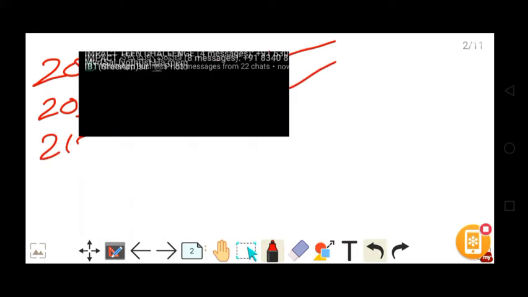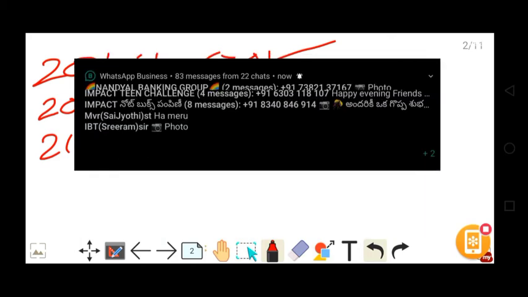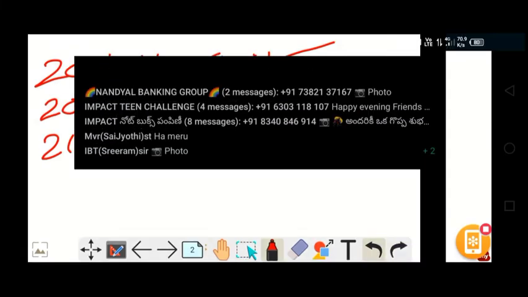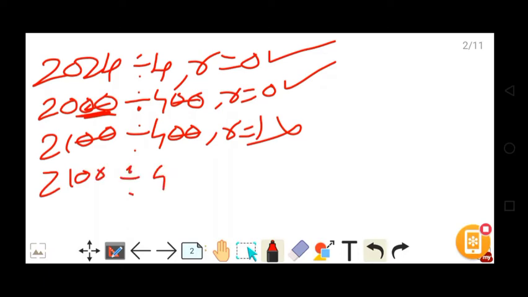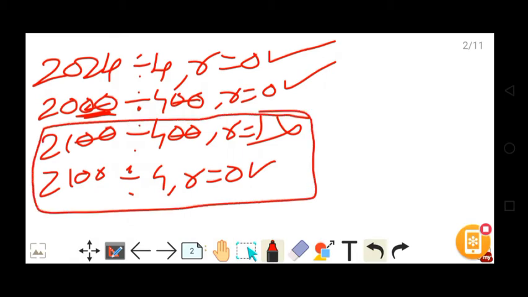But if the given year is 2100, it should also be divisible by 400. Cancel the 00. 21 is not divisible by 4. Remainder will be 1. So it is not a leap year, even though 2100 is 100% divisible by 4 having remainder 0. Yes, but it is not a leap year. Why? Because it is not divisible by 400.